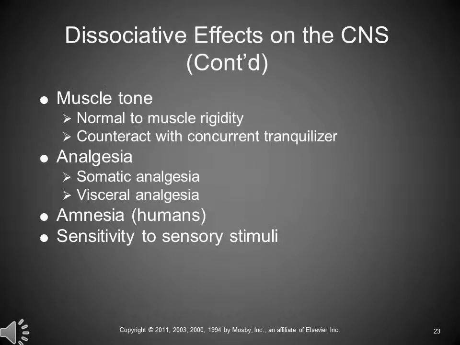On dissociatives, animals have quite a bit of muscle rigidity. They really are stiff. That's why we use it with either acepromazine or a benzodiazepine. They have pretty good somatic analgesia. They have some degree of analgesia. It does produce somewhat of an amnestic response in humans, although I've had people that had ketamine and they can remember some of what happened to them. And there is sensitivity to sensory stimuli. If you make a loud noise, they jump, okay? Or if you poke them, they will react.